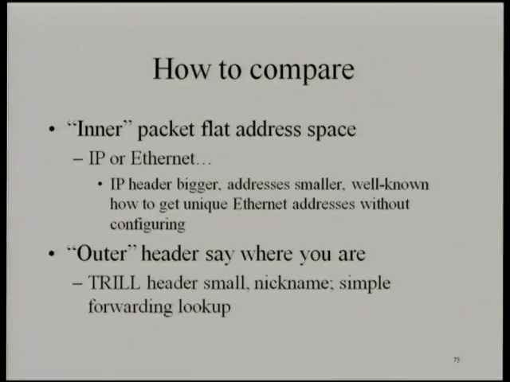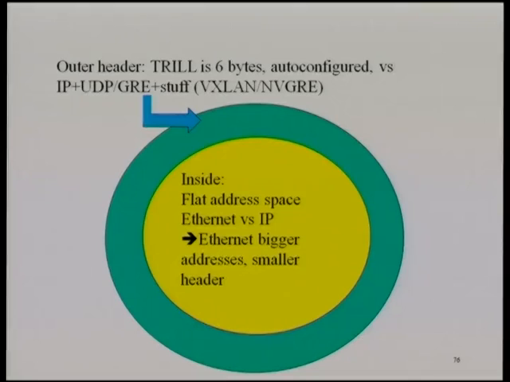So recently there's been a bunch of similar things invented. If you haven't heard these acronyms, congratulations, I wish. But, NVGRE and VXLAN, what are these things? They're basically the same thing, that you have a flat address space and you put an outer header that says where you are. So, for instance, inside with Trill, the flat address space is Ethernet. And some of these other things have IP as the inner thing. And you treat IP as if it's a flat address.